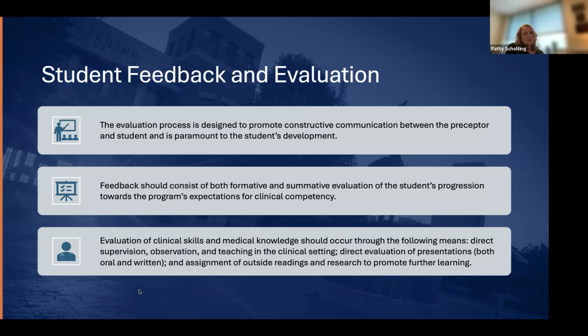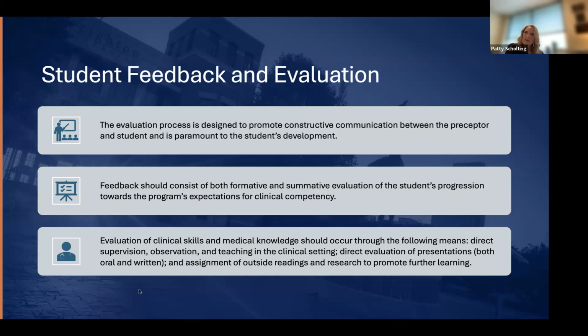Feedback should consist of both formative and summative evaluations of the student's progress towards the program's expectations for clinical competency. And we'll talk about that a little bit later in regards to the foundation and how we have built our evaluations. Evaluation of clinical skills and medical knowledge should occur through the following means. Certainly, direct supervision is important. Observation and teaching in clinical settings, direct evaluation of presentations, both oral and written, and any assignments or readings and research to promote further learning.